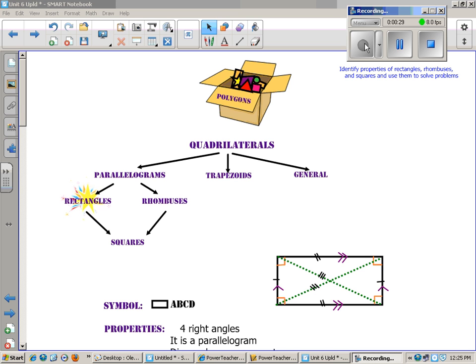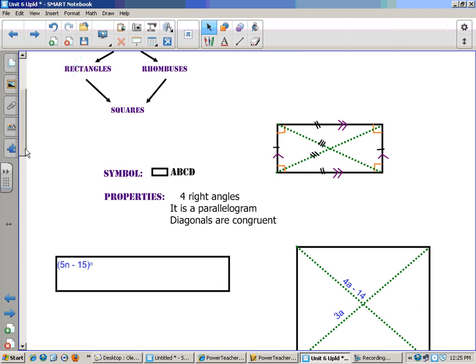Based on their characteristics, we're going to solve equations and prove that they're rectangles or rhombuses, just like we did with parallelograms. So let's start with rectangles. Okay? Rectangles are parallelograms first and foremost.